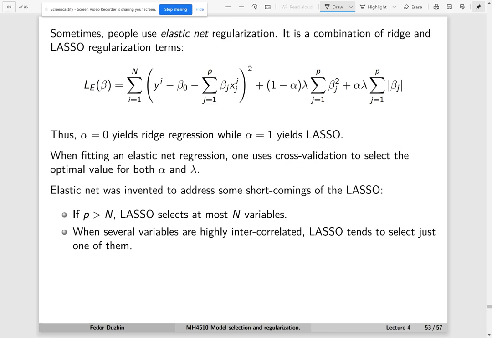Now, in practice, this method was invented to address some shortcomings of the lasso algorithm. Now, in my experience, using this elastic net regularization for simple linear models does not really make a lot of sense. For simple linear models, you can just use lasso. But elastic net sometimes becomes very useful for more complex models like artificial neural networks. And that's where we can really make good use of it.